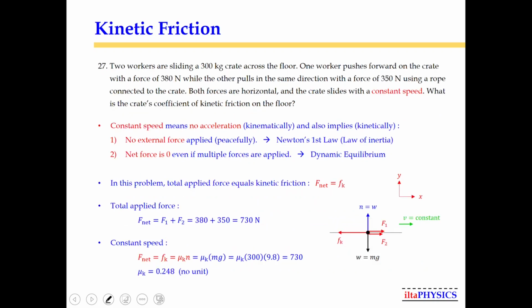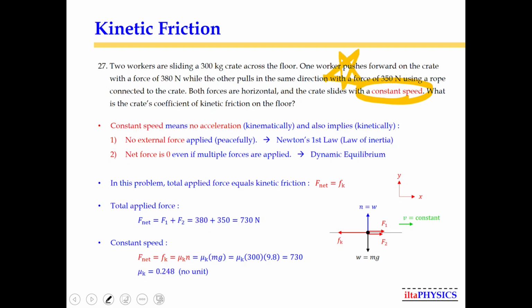Problem number 27 is a basic type regarding kinetic friction. Two workers are moving a 300-kilogram crate. One is pushing from behind with a force of 386 newtons, and the other is pulling from the front with a force of 350 newtons. If the crate is moving at a constant speed, the question asks for the coefficient of kinetic friction. The key to this problem is that even though forces are being applied, the crate is in constant velocity motion.